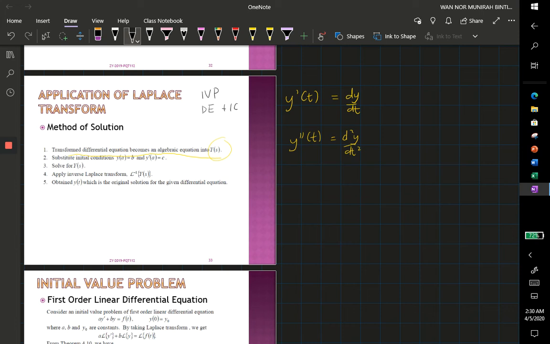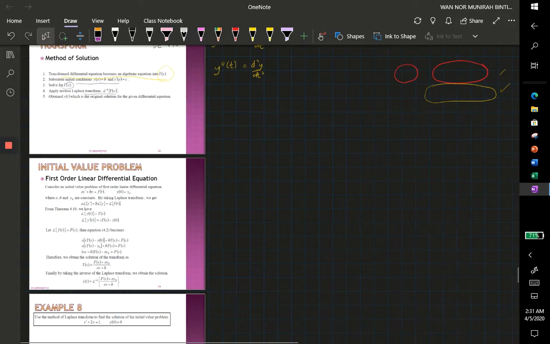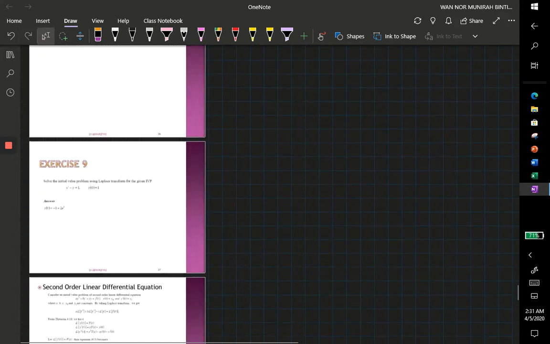The second step is you need to substitute the initial conditions on the transformed function. Then you need to solve for Y(s). You try to factorize your Y(s). Other than Y(s), you need to bring it to the right hand side of the equation. On the left, you just have Y(s). Then you need to apply the inverse Laplace transform. That is your solution. So without any delay, let us try to solve one example.